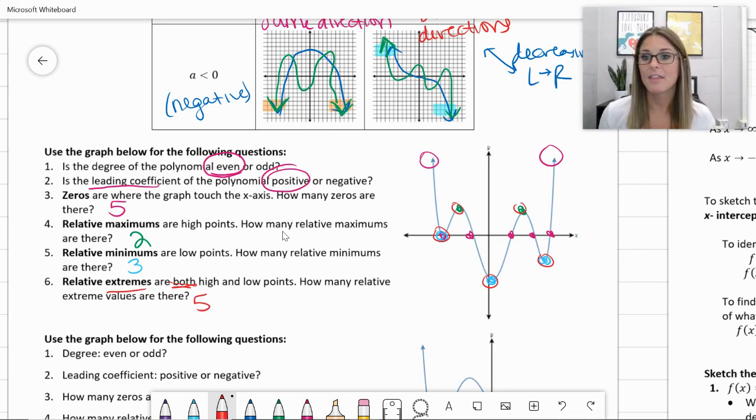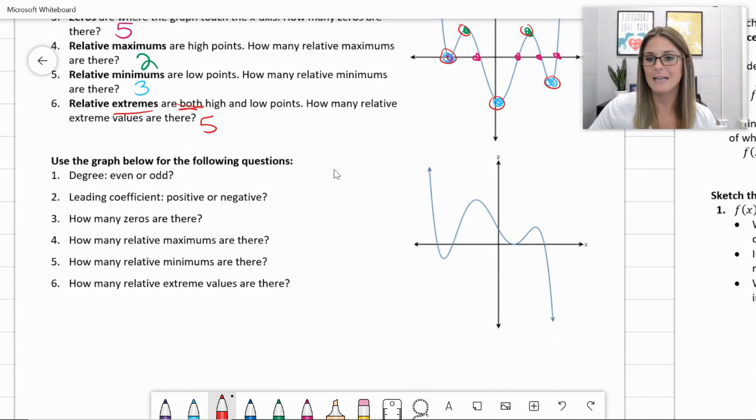Now on Delta Math, they switch up this vocabulary, they switch up the question. So sometimes they ask about maximums, sometimes they ask about minimums, and sometimes they ask about extremes. So be reading your questions and watch out for those to be changing. Let's do the same thing again.